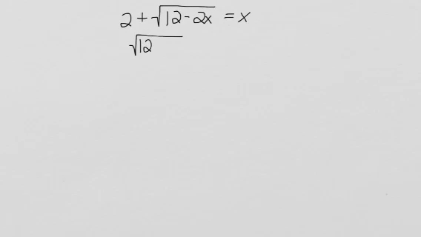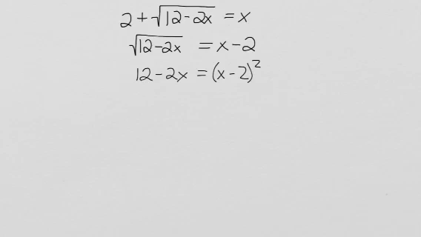So we would have the square root of 12 minus 2x, and we subtract 2 from both sides. So we end up with the square root of 12 minus 2x is equal to x minus 2. So now that we have it so that the radical's on the left and everything else is on the right, then we square both sides, which gives us that 12 minus 2x is equal to x minus 2 squared, and x minus 2 squared is equal to x squared minus 4x plus 4.